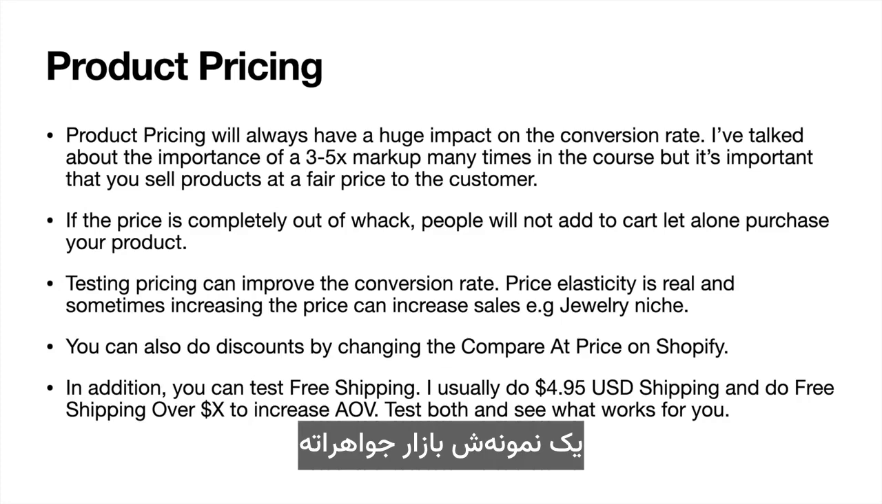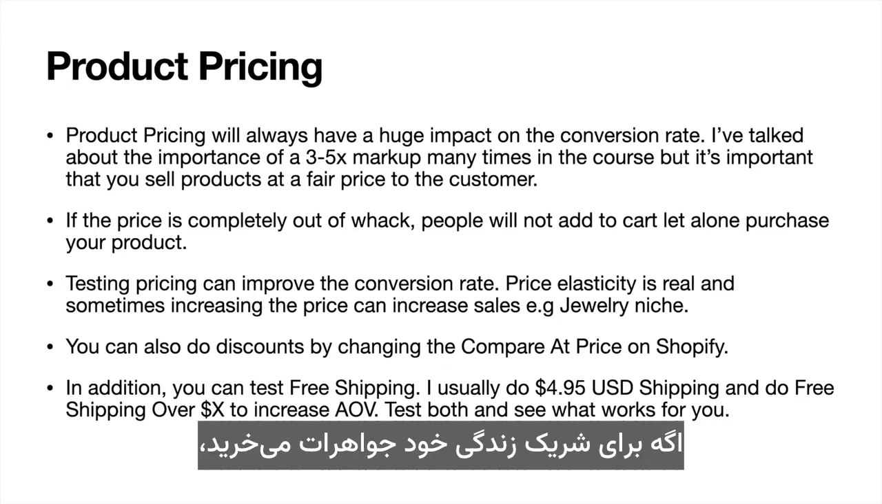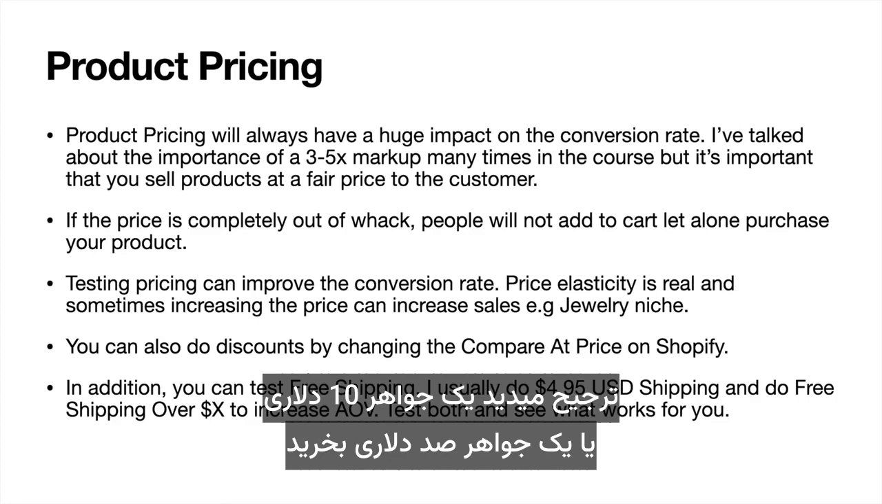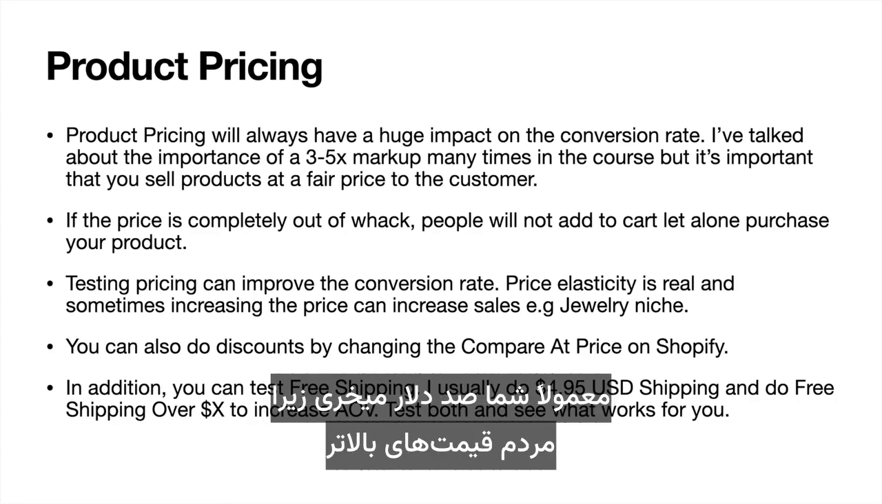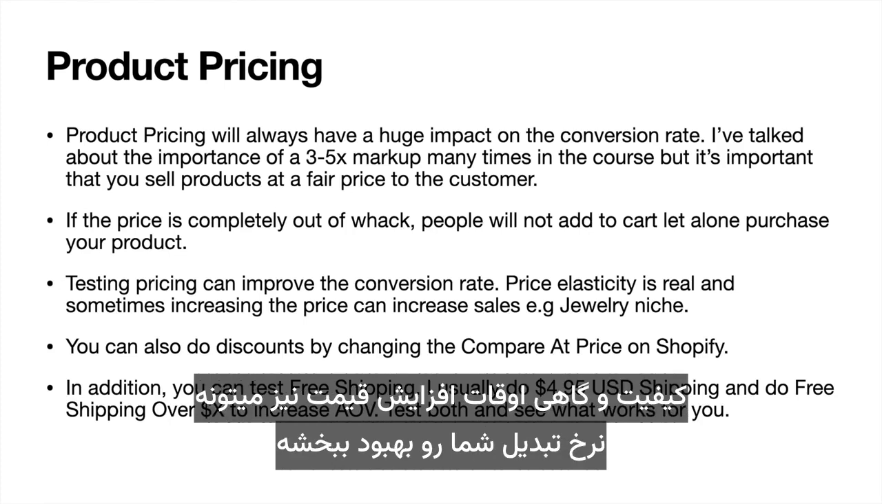So an example of this is in the jewelry niche. If you are buying jewelry for your partner, would you rather buy a $10 piece of jewelry or a $100 piece of jewelry? Usually you'd buy the $100 one because people associate higher prices with quality. So sometimes increasing the price can also improve your conversion rate.